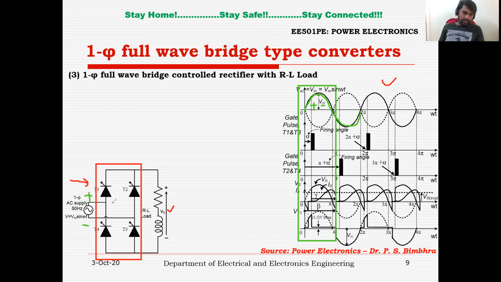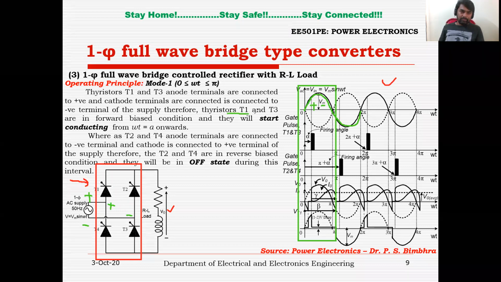That means this positive is connected to leg A center point, negative is connected to leg B center point, which consists of thyristor T2 and T3. And now with respect to these polarities, thyristor T1 anode is connected to positive, thyristor T3 cathode is connected to negative. Therefore, T1 and T3 are in forward biased condition.